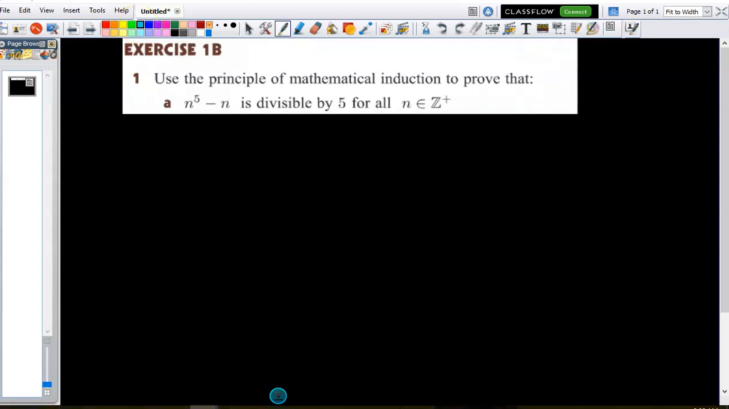Use the principle of mathematical induction to prove that n to the 5 take n is divisible by 5. So I don't know if you remember the theory for this. We've got our steps. Anyone remember what's first step? P1. Positive. So we look at P1 and we've got 1 to the 5 minus 1, which becomes 0, and this is divisible by 5.